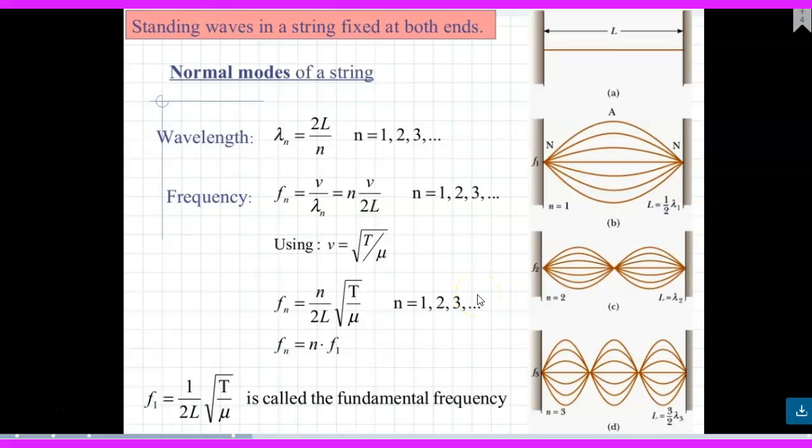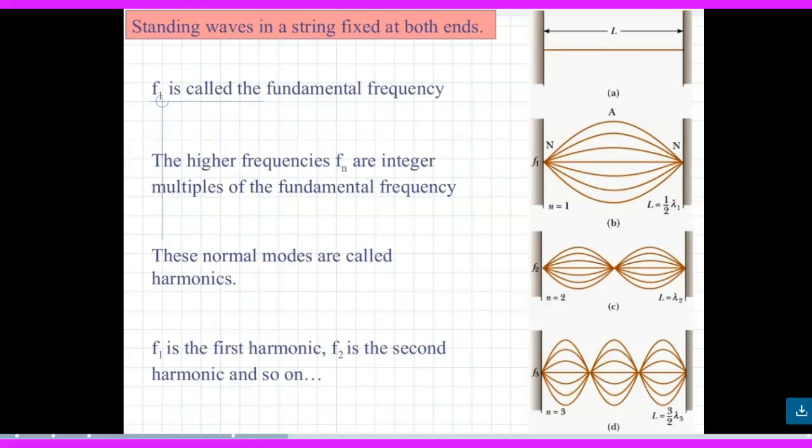This is the formula for when the string is fixed at both points, the method for calculating the frequency. Standing waves in a string fixed at both ends. F1 is called the fundamental frequency. The higher frequencies are integer multiples of the fundamental frequency. These normal modes are called harmonics. F1 is the first harmonic, F2 is the second harmonic, and so on.